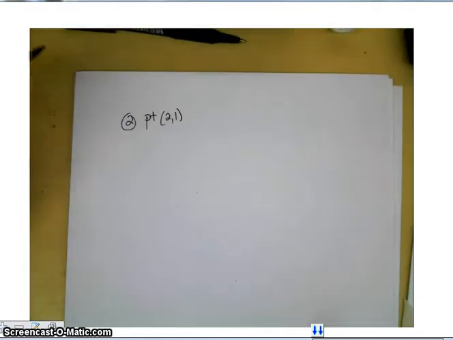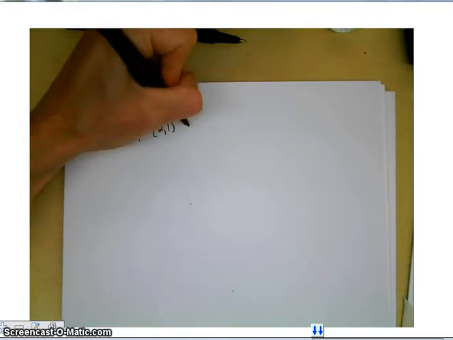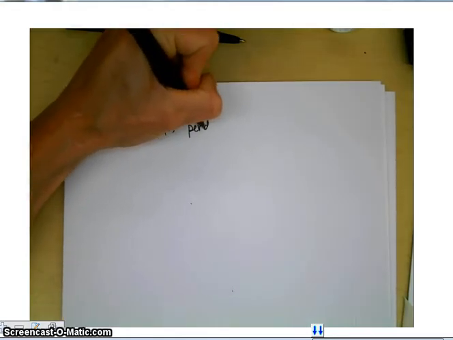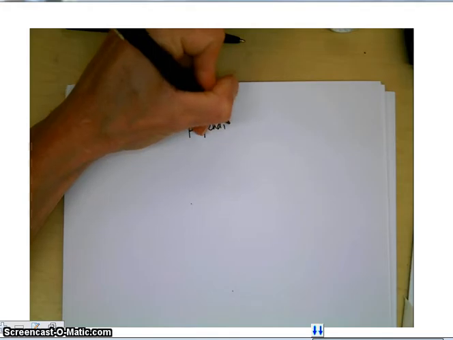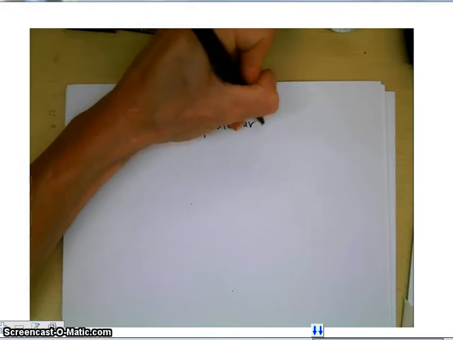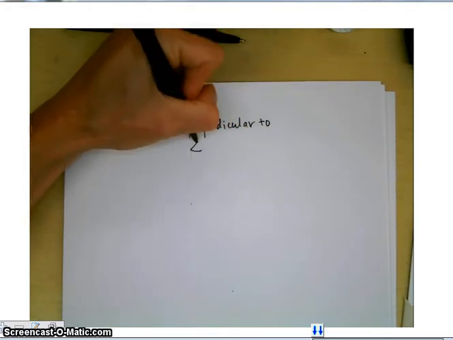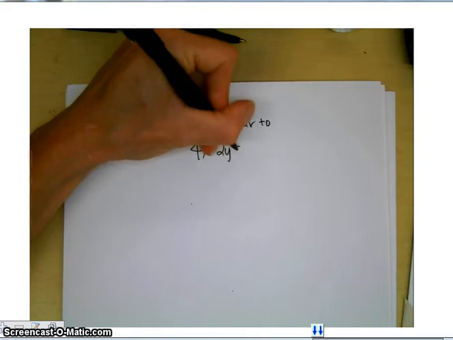It goes through the point 2 comma 1, and it is perpendicular to the line 4x minus 2y equals 3.